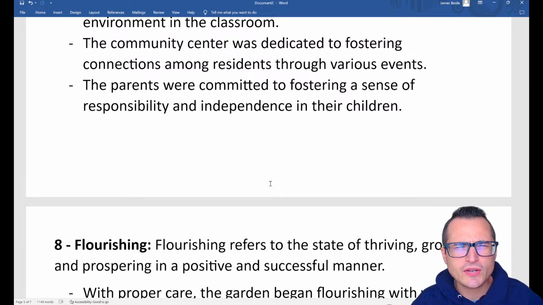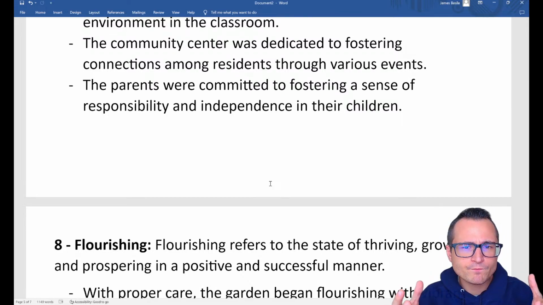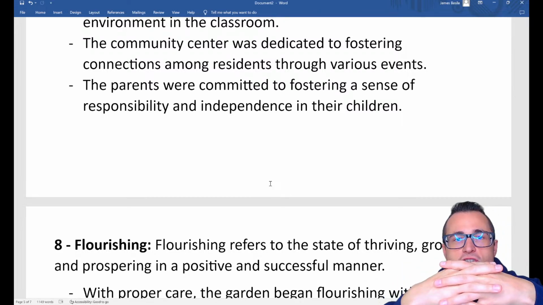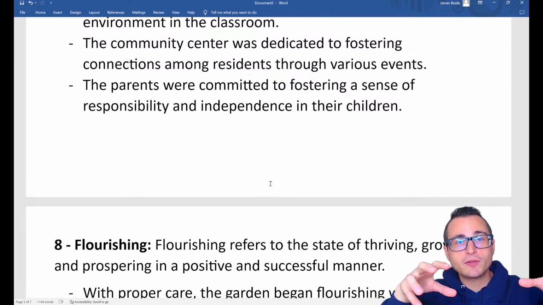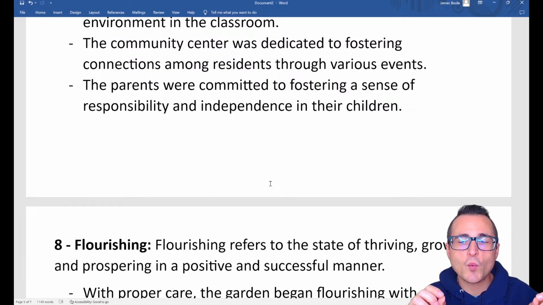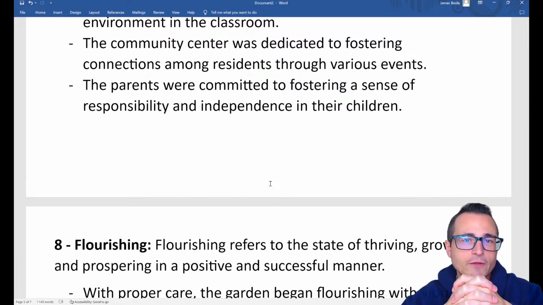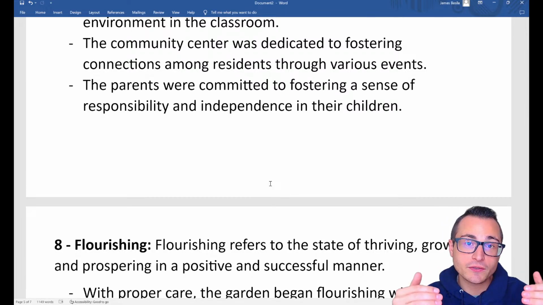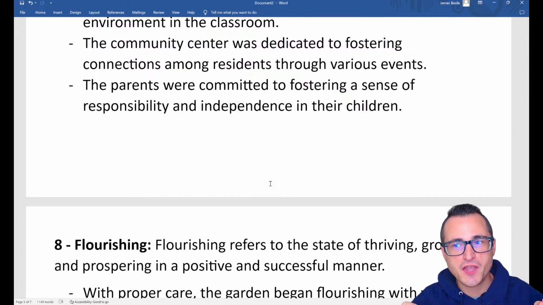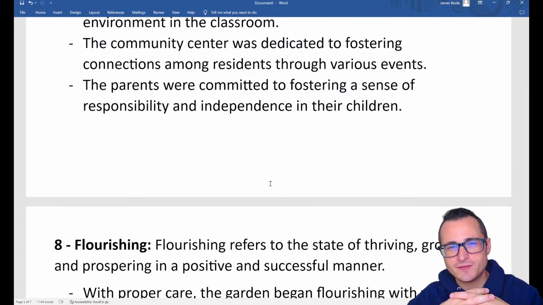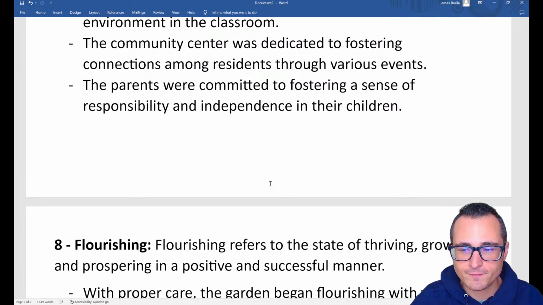So, what did the community center want to build? The community center wanted to build or foster connections among the people in the community. The community center wanted the people in the community to be closer together. So the community center held various events so that people can come together and foster connections, build relationships.